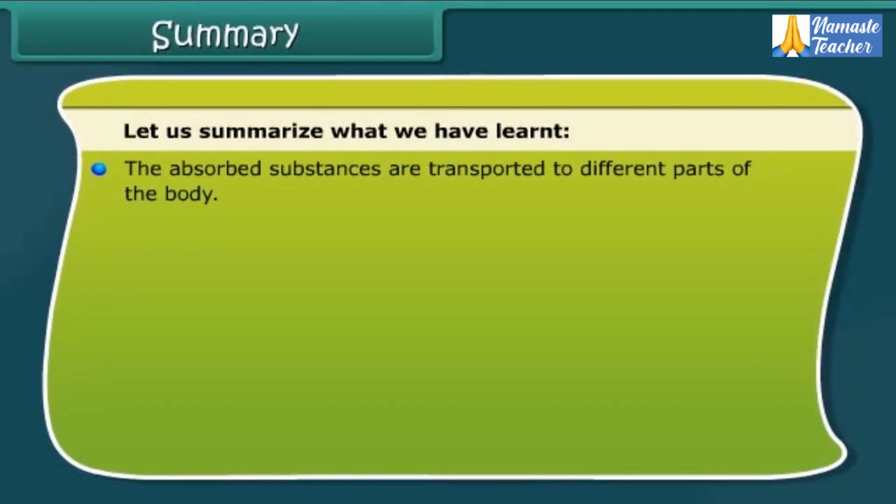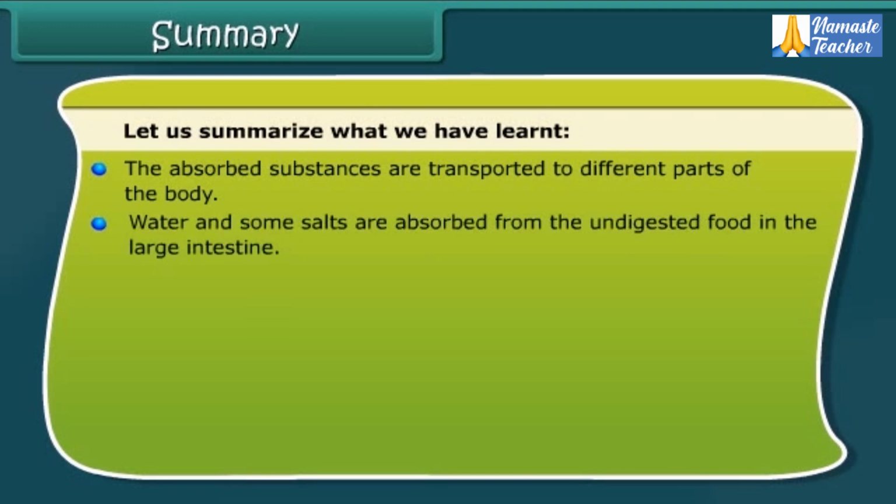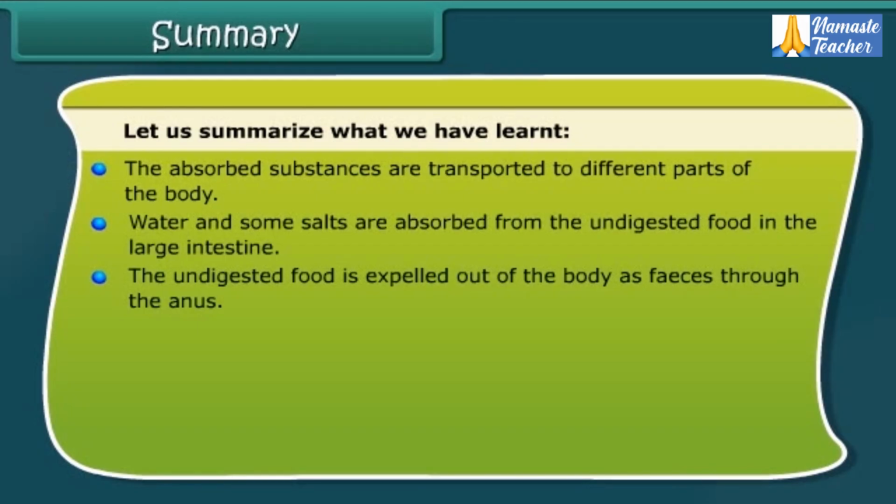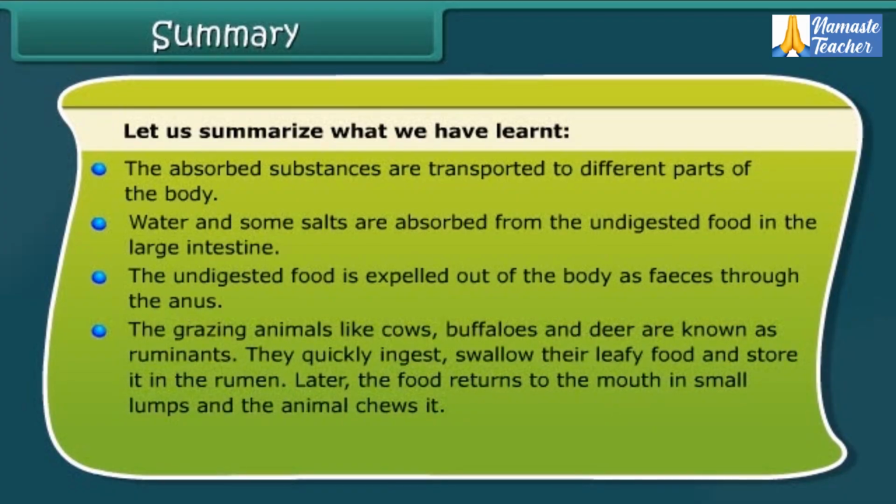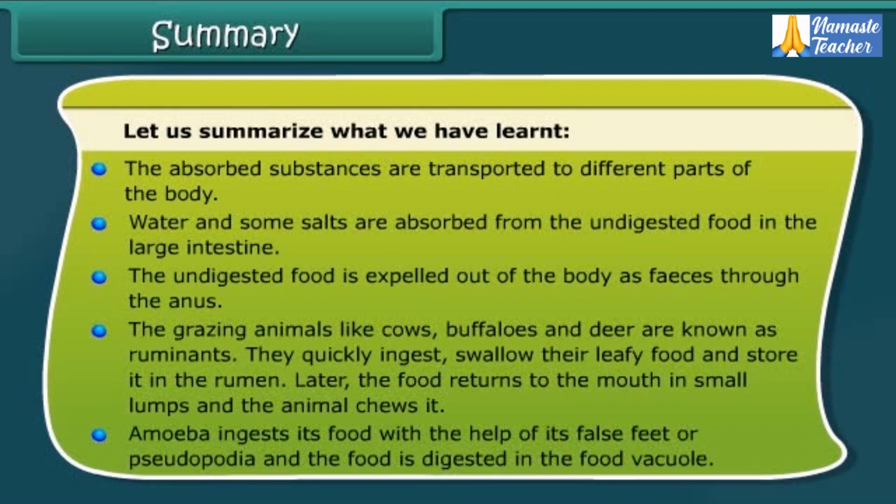The absorbed substances are transported to different parts of the body. Water and some salts are absorbed from the undigested food in the large intestine. The undigested food is expelled out of the body as feces through the anus. The grazing animals like cows, buffaloes, and deer are known as ruminants. They quickly ingest and swallow their leafy food, and store it in the rumen. Later, the food returns to the mouth in small lumps, and the animal chews it. Amoeba ingests its food with the help of its false feet or pseudopodia, and the food is digested in the food vacuole.